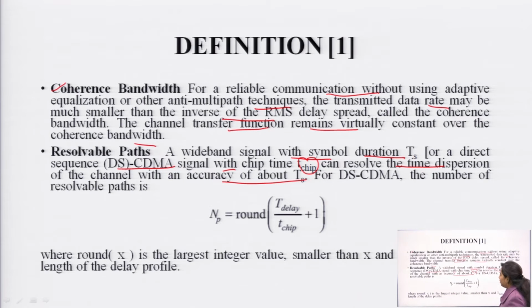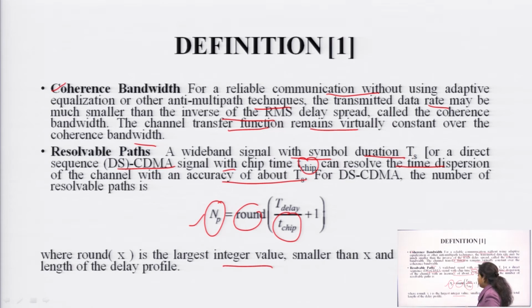So, this is the resolvable path, denoted by N p, which is equal to round of T delay, that is the delay time, divided by the chip time T chip, plus 1. So, this is the formula for N p, where round is the largest integer value smaller than x, and T delay is the total length of the delay profile. So, these are the two parameters that are required.